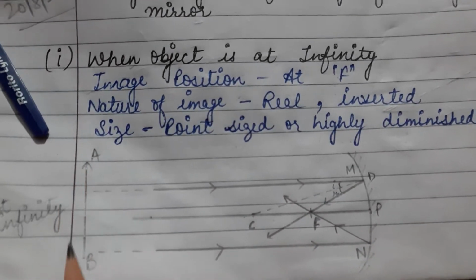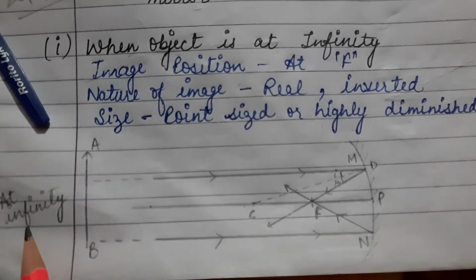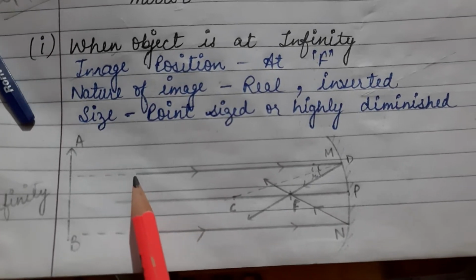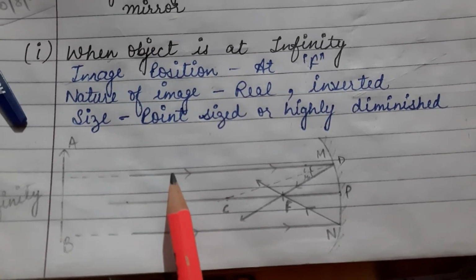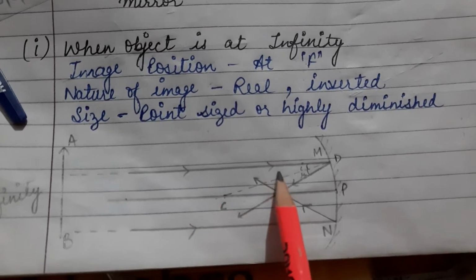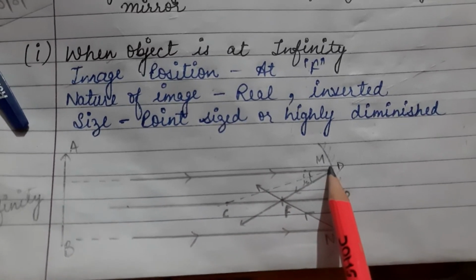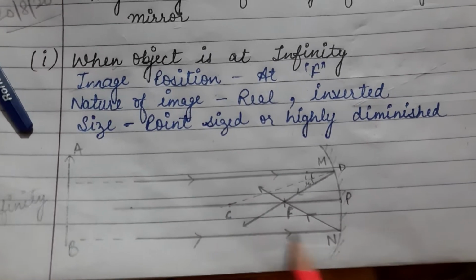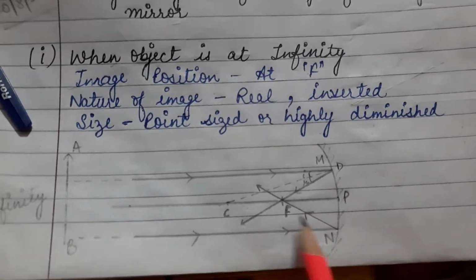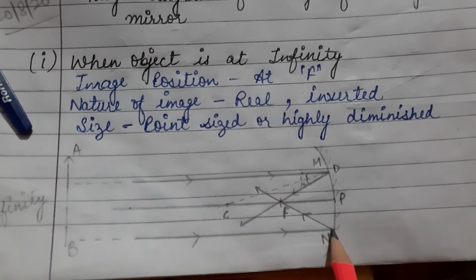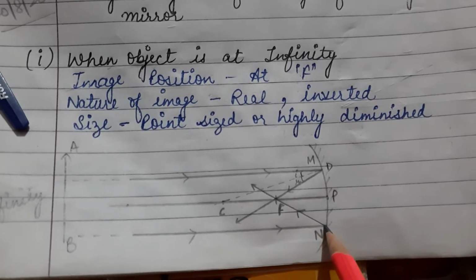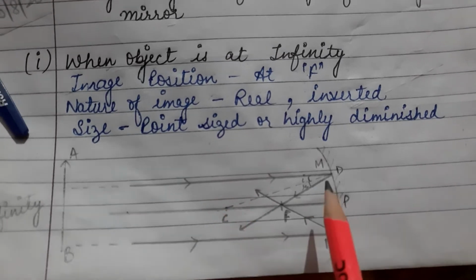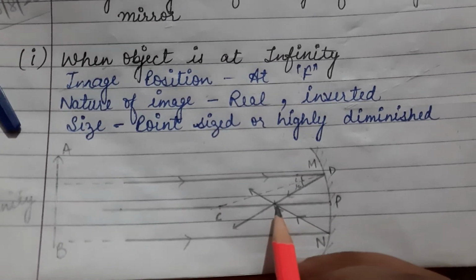Here we have the object as AB, that is at infinity. So the light rays come like this, and we know the rule that when a parallel ray comes and strikes the mirror, it goes back through the focus. Same as with this ray, if it is coming parallel to the principal axis, then it will strike the mirror and reverse back through focus. So in this case, the image will be formed at focus.